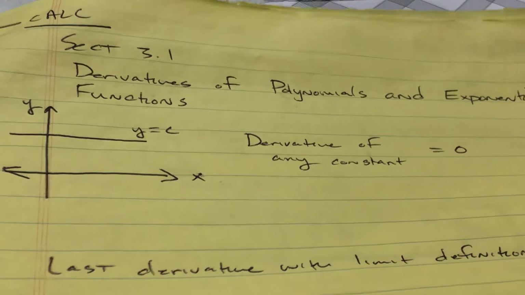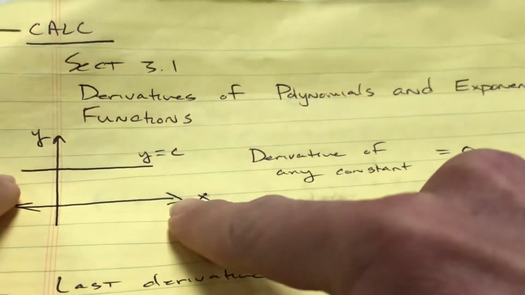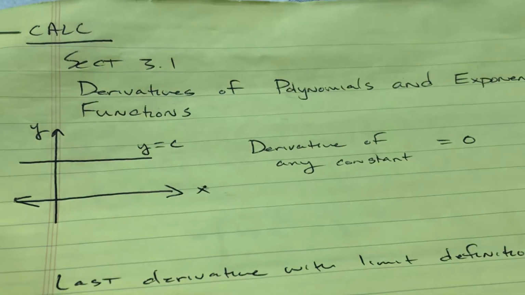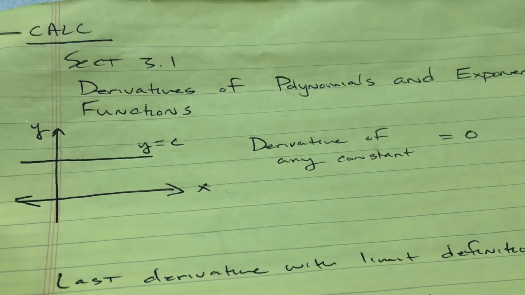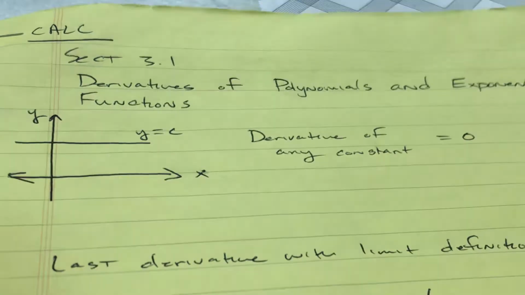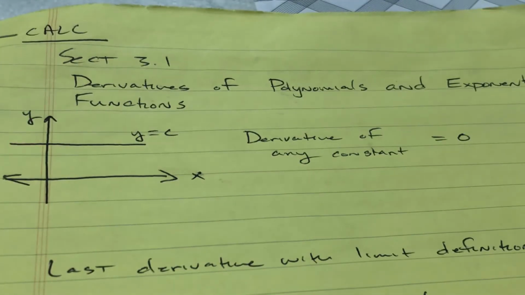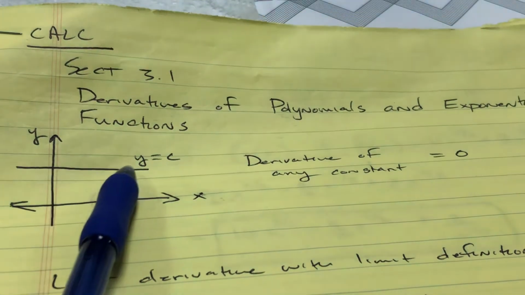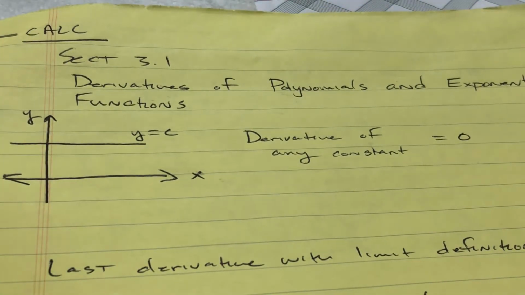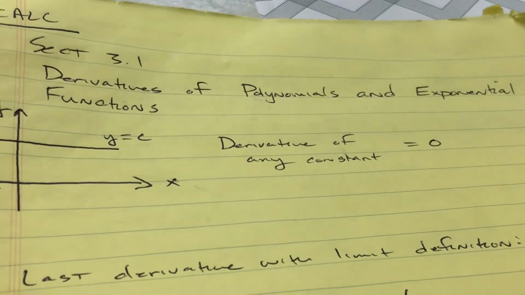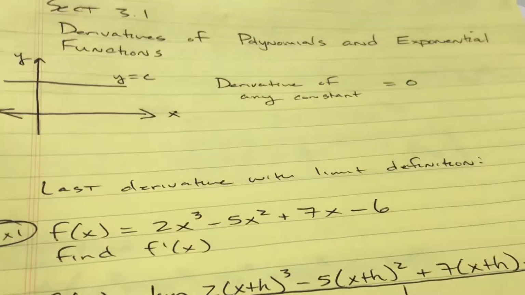First off, a little xy coordinate plane here, x-axis, y-axis. Then I have y equals c. You know, this could be y equals 4. The derivative of any constant, folks, first off, derivative, rate of change, we're talking slope here. The slope of this line, y equals 4, is 0. So thus, the derivative of any constant is 0. Here's what we did in class.